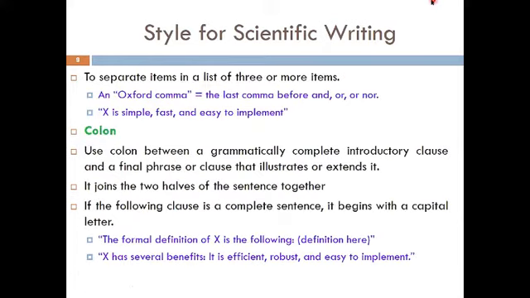So you also use comma to separate items in a list of three or more items. For example, we call something the Oxford comma, which is the last comma before "and" or "or". Then you could use comma too. For example, X is simple, comma, fast, comma, and easy to implement. So that's the use of an Oxford comma.